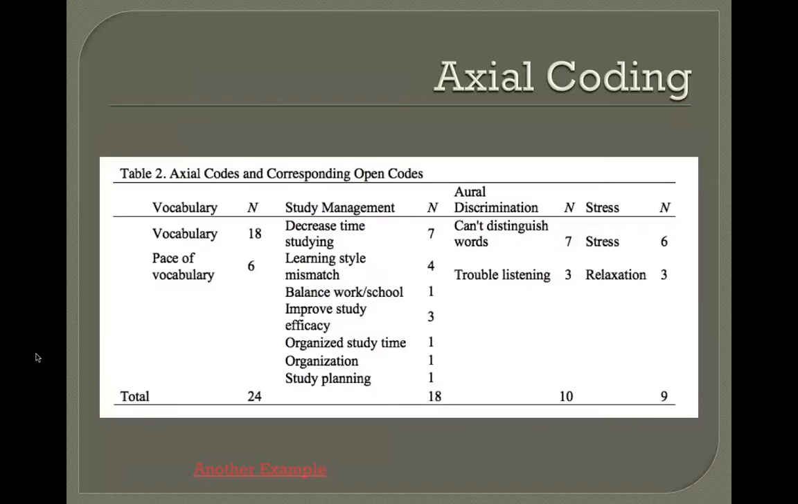So here's an example of a very straightforward version of axial codes. Those are across the top: vocabulary, study management, oral discrimination, and stress. And then the corresponding open codes, the things that make up vocabulary and pace of vocabulary, are the things that are related under the larger category of vocabulary. So here's a good example. So what's the difference between the open code of vocabulary that you see over here on the left-hand side and the axial code of vocabulary? Well, the axial code is a more abstract version.